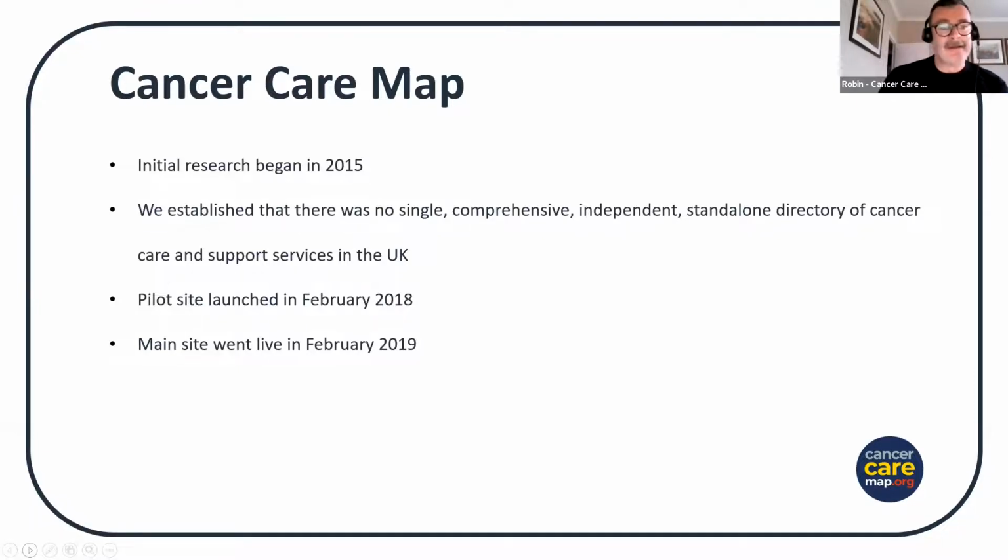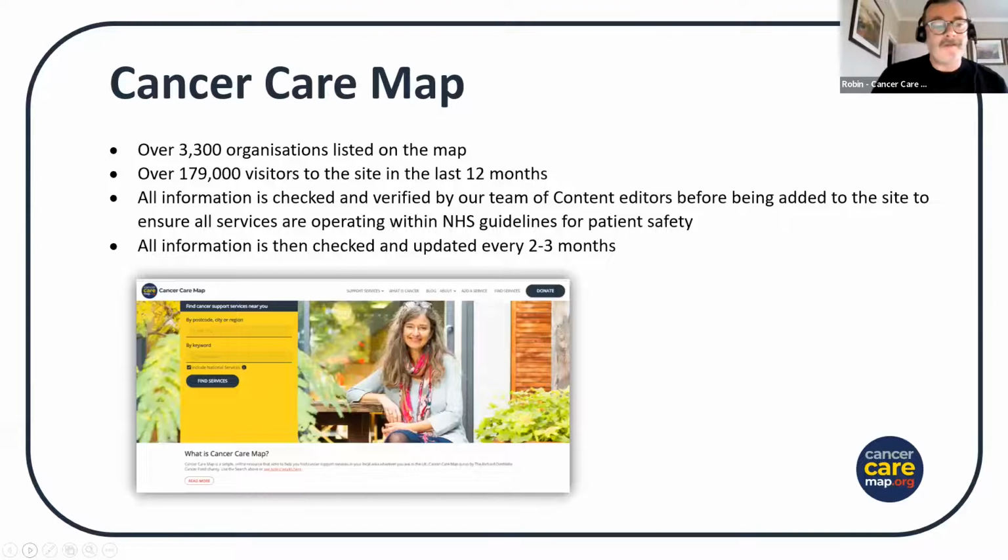Next slide, please. So we now have over 3,400 organisations listed on the map, both local services and national services. And in the last 12 months, we've had over 179,000 visitors to the site. The key thing really about what we do at Cancer Care Map is that all information is checked and verified by our team of content editors before it being added to the site to ensure that all information and all services are operating within NHS guidelines for patient safety. And I think that's really key to know that the information that you find on Cancer Care Map is trusted. Also, all information is then checked and updated every 2 to 3 months.